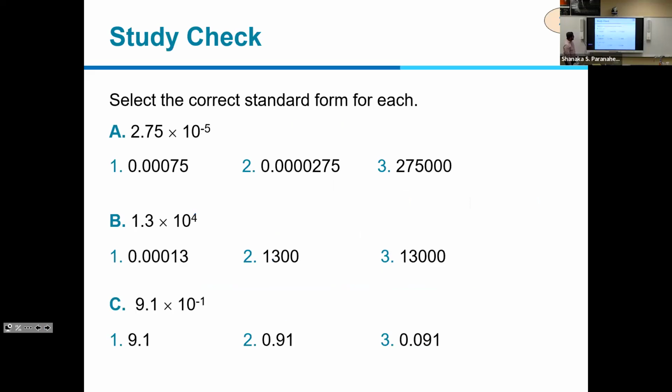I have another slide. 2.75 times 10 to the power negative 5. What is the standard form of this number? Yes, it is. We are going to shift the decimal place to the left side to remove the negative exponent. We can remove one time like that, so we need 4 more times. So we are going to add 4 more zeros, now the decimal place is here. So 4 zeros before 275.